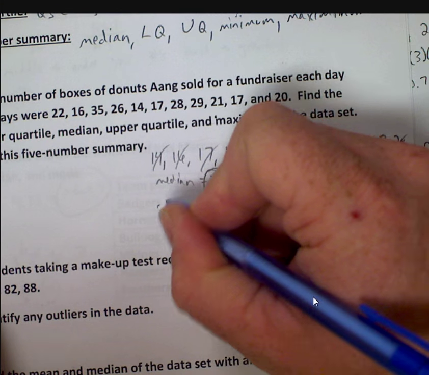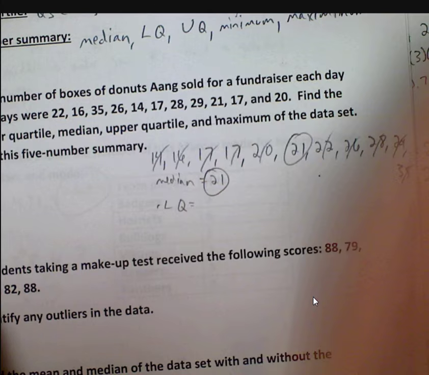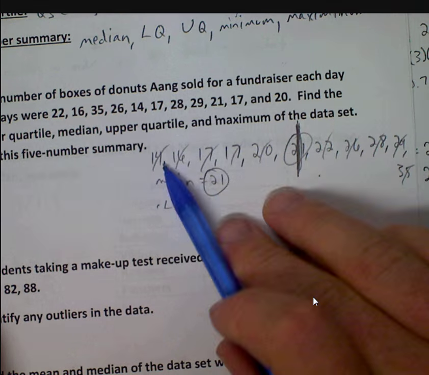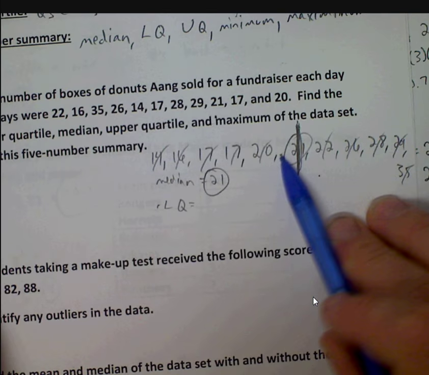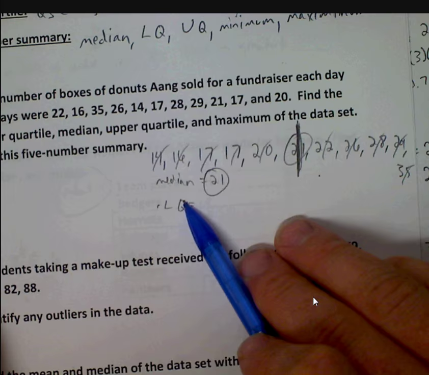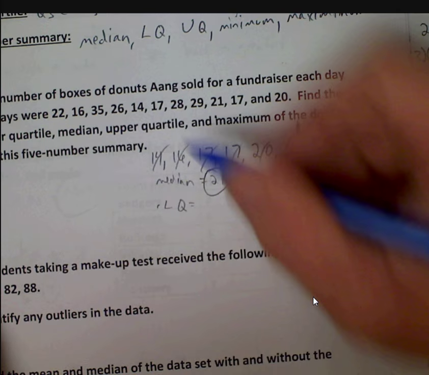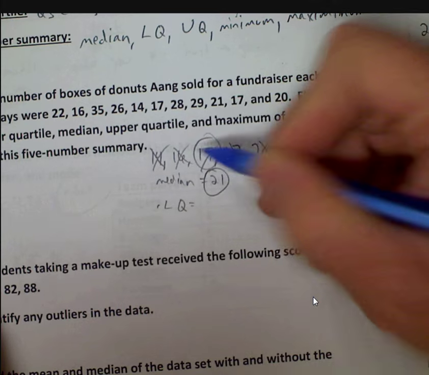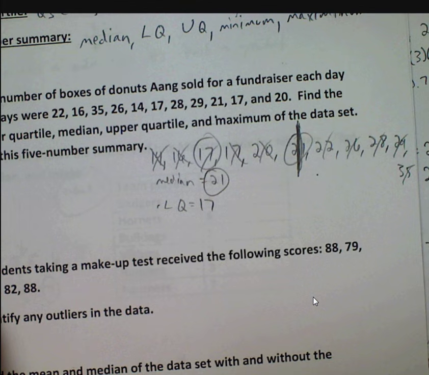Once I have my median, then I can find my lower quartile, LQ. I take my median and I split my data into the lower half, the first half, and the upper half, the second half. So the lower quartile is the median of the first half. Small, big, 17 would be my lower quartile.